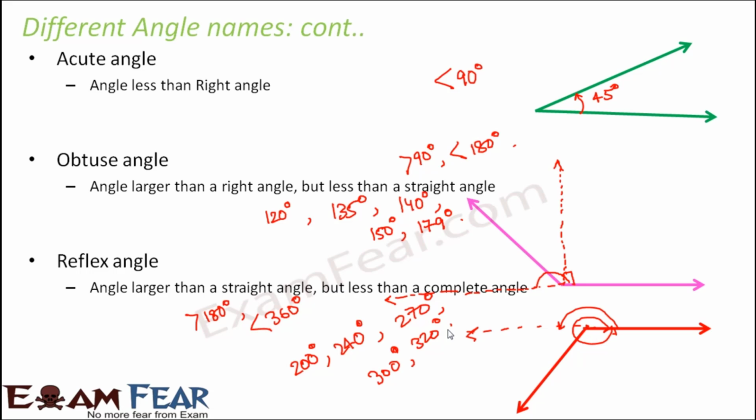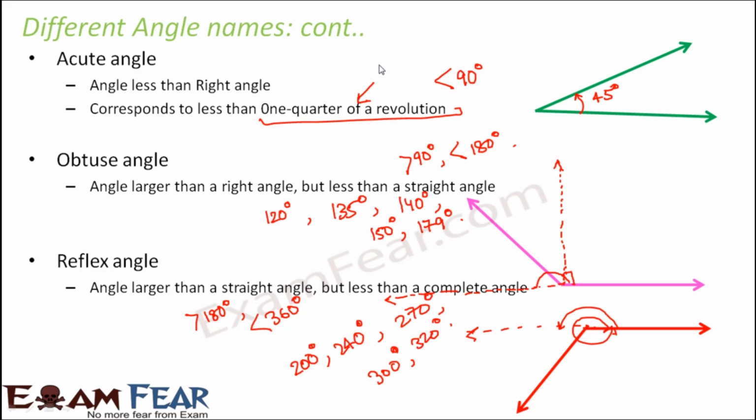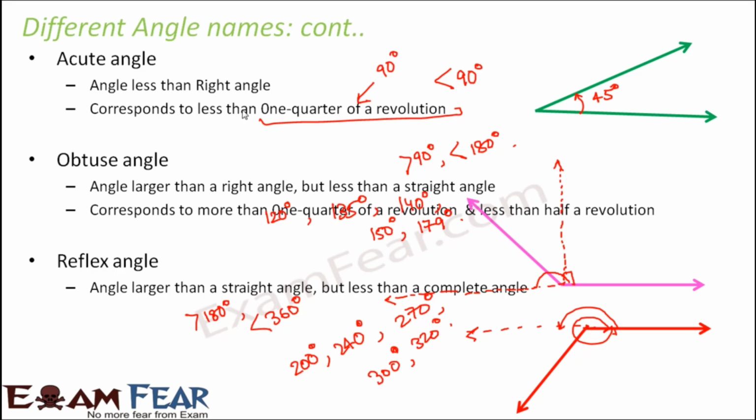Now, if we try to describe each of these angles in terms of revolution, then we can say that an acute angle corresponds to less than 1/4 of a revolution, because 1/4 of a revolution is 90 degree. So an acute angle means less than 90 degree, that is less than 1/4 of a revolution. Similarly, an obtuse angle means more than 1/4 of a revolution and less than half a revolution, because half a revolution is 180 degree. So we can define these angles with regards to revolution as well.